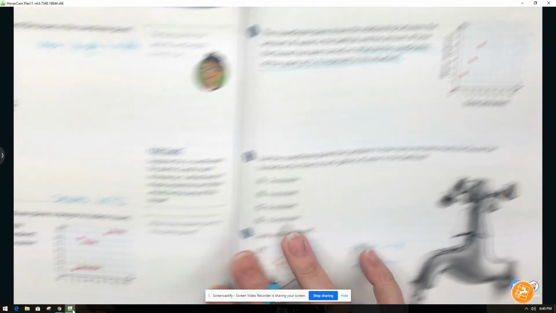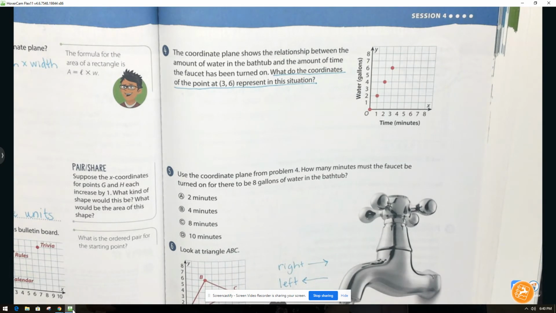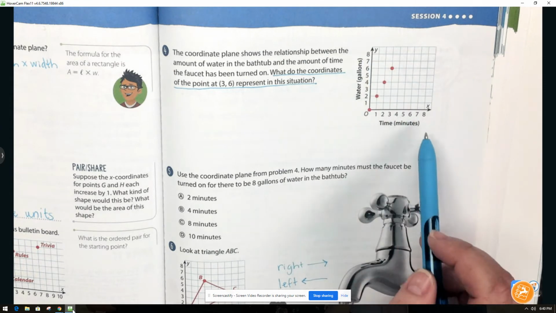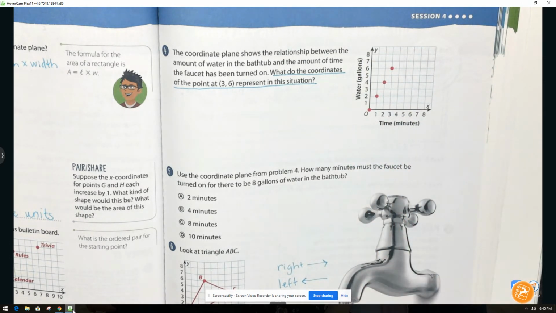All right, number 4. For number 4, the coordinate plane shows the relationship between the amount of water in a bathtub and the amount of time the faucet has been turned on. What do the coordinates of the point 3, 6 represent in this situation?